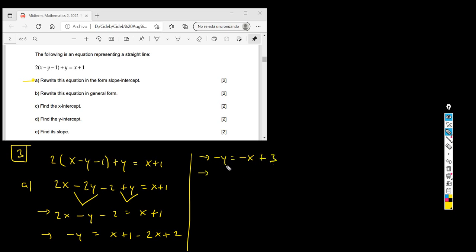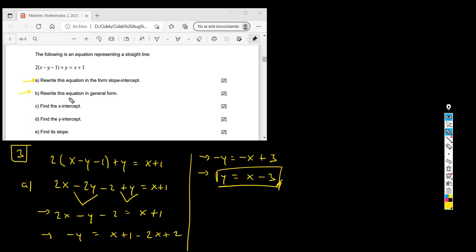And then we finally multiply by minus 1 on both sides to get this. That's it. That's the solution to letter A. This equation is in slope-intercept form. What is the slope? The slope is 1. What is the intercept? Minus 3.